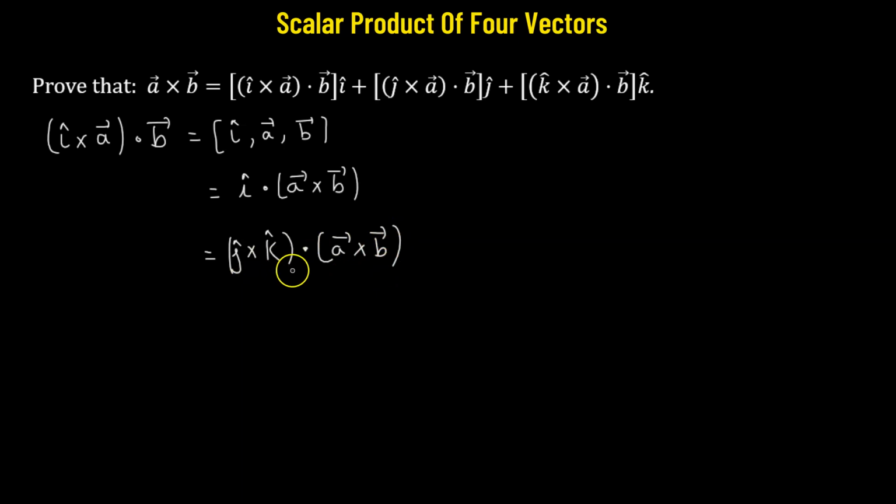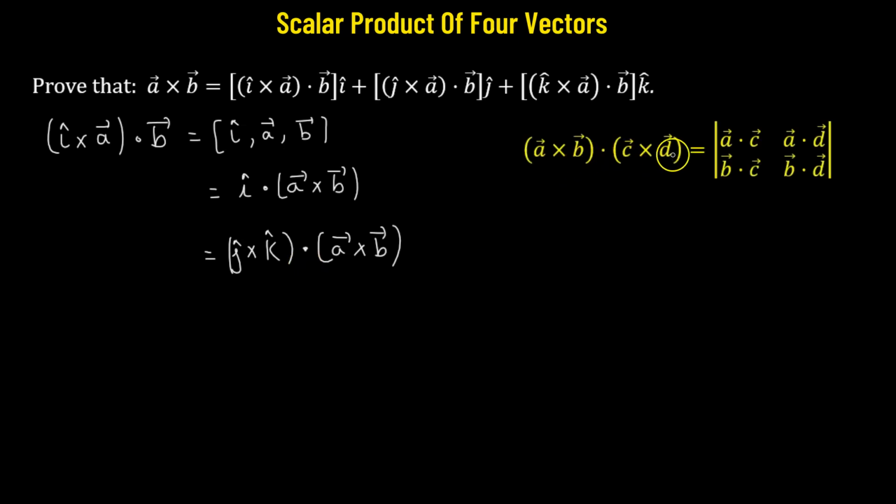Now what we have here is the scalar product of four vectors. We can use the identity A cross B dotted with C cross D, which is given by this 2 by 2 determinant, to evaluate this scalar product of four vectors. So we will have J vector dotted with vector A, J vector dotted with vector B. Then in the second row, we have K cap dotted with vector A and K cap dotted with vector B.